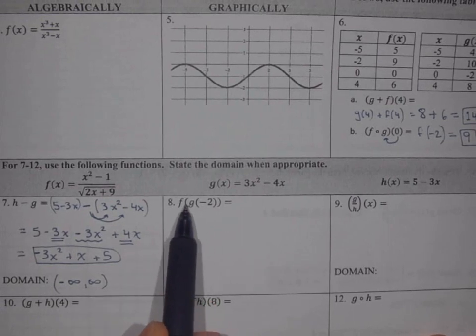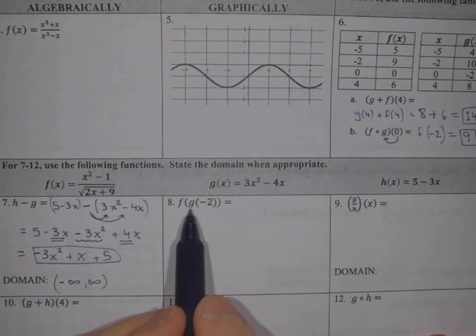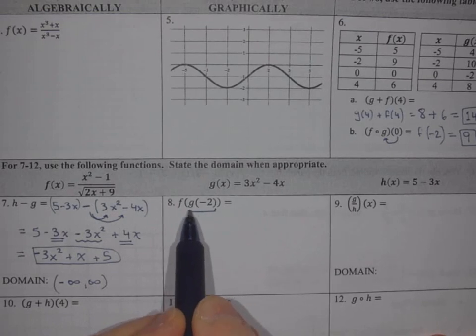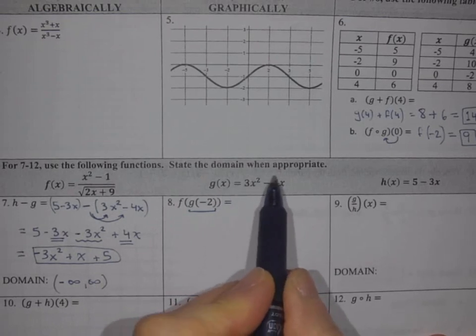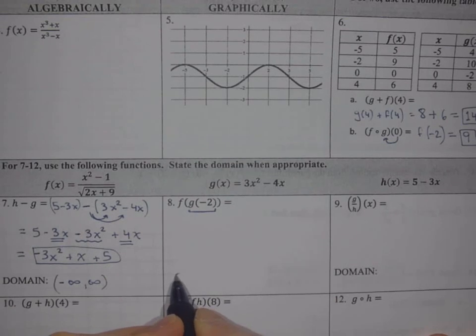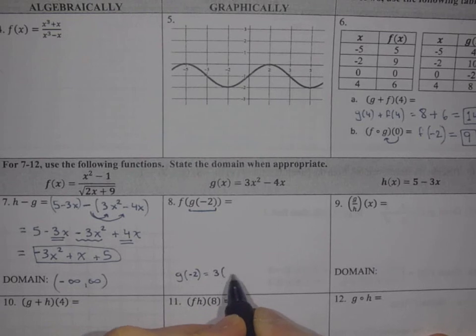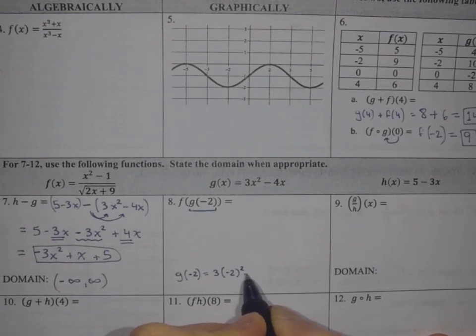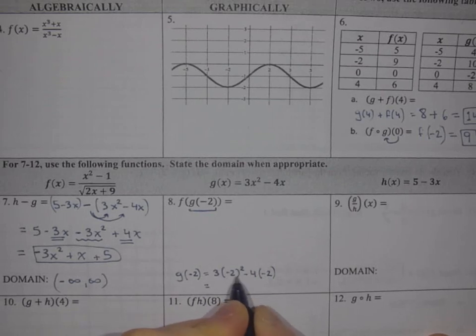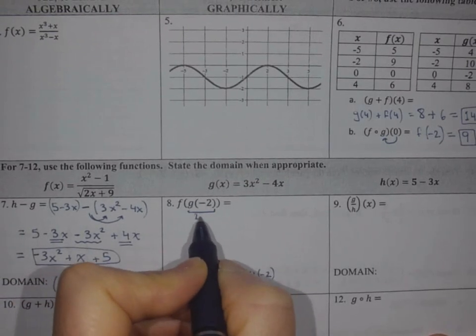Okay, number 8. This is a composition of functions. So the first thing you do is always start with the inside here. So we want g of negative 2. So go to your g function. So I'm going to do that down here. And I want to plug in a negative 2 in g. So that will be 3 times negative 2 squared minus 4 times negative 2. Negative 2 squared is a positive 4. 4 times 3 is 12. Negative 4 times negative 2 is positive 8, and so that will be 20. So now I have a 20 that's going to be replacing my g of negative 2.